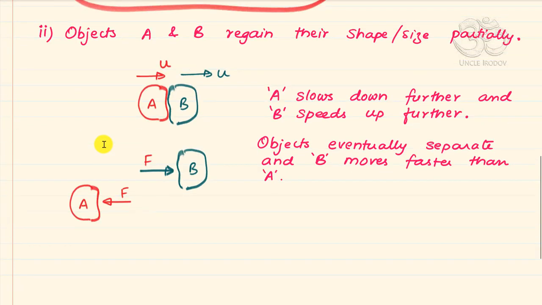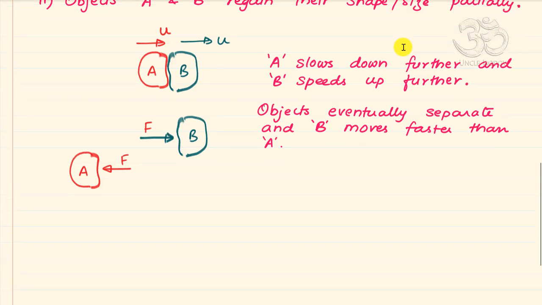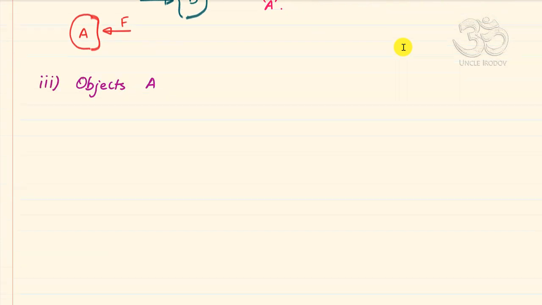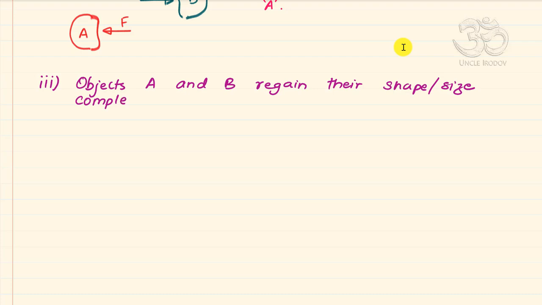A third case is still feasible, where the objects A and B try to regain their shape and size and they are able to do it completely. So that's the third case. Third case is objects A and B regain their shape or size completely. This is the third case.